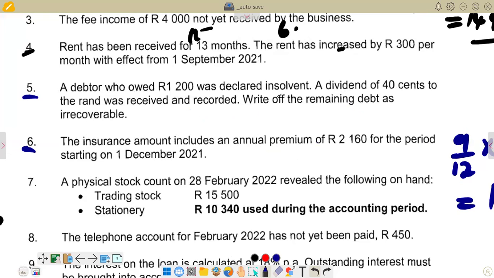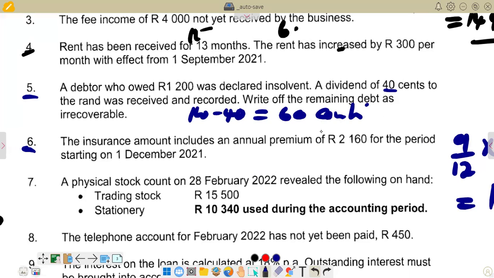So it means what was received was 40 cents. So the remaining part was not received. That is the amount that we are supposed to write off. Remember, the total should be 100 cents. So 40 cents was received, which means the remainder was not received. So we say 100 minus 40, and then we get 60. So this is our 60 cents that was not received, and it has to be written off.